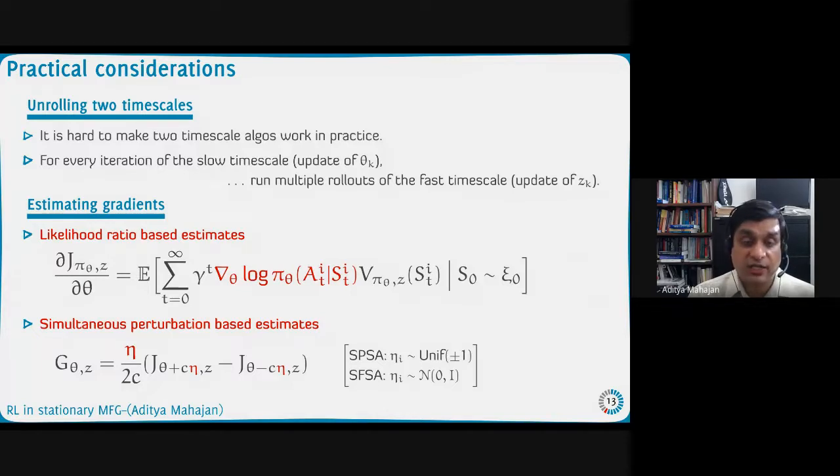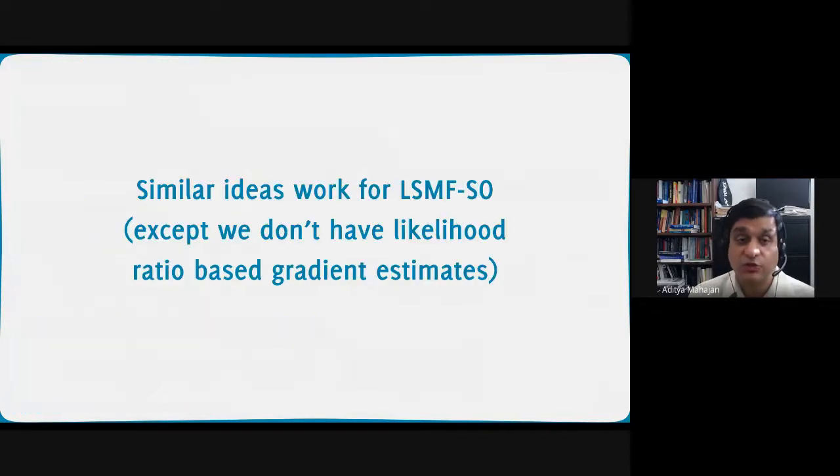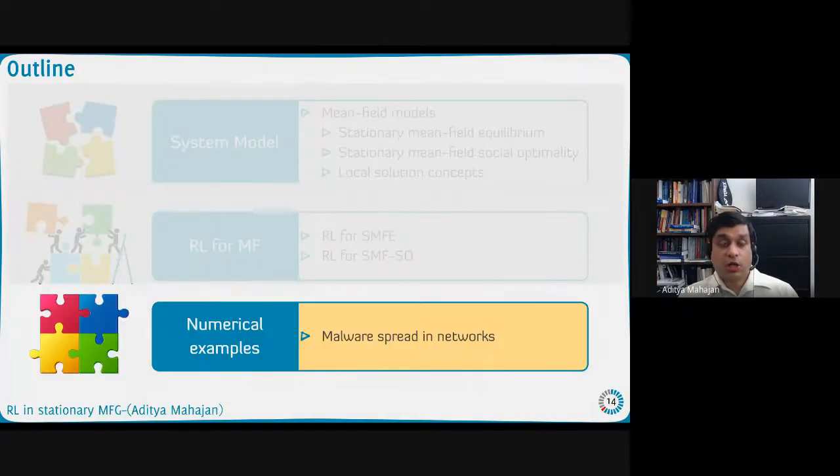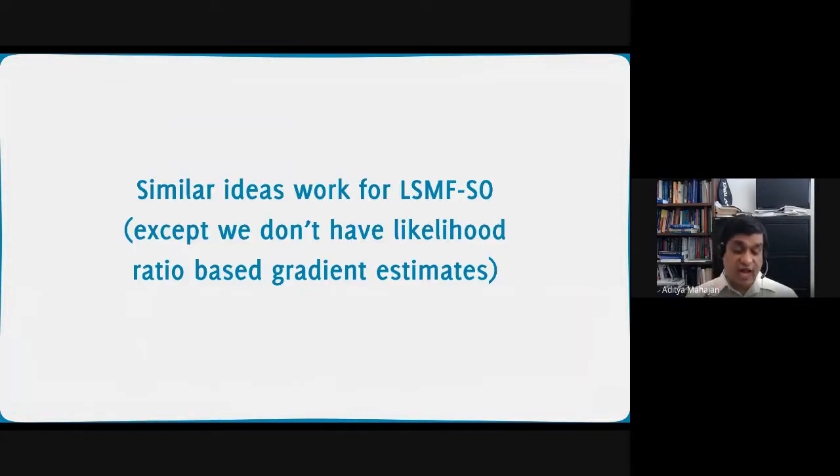We could not find anything in the literature which gives the sensitivity of the stationary distribution of a Markov chain with respect to its transition probabilities. But if someone knows something about this, I'll be happy to discuss that further. And that's the only reason we don't have likelihood ratio-based gradient estimates in the socially optimal setting. So this is the high-level review of the reinforcement learning side of things. Before I move on to examples, are there any questions?